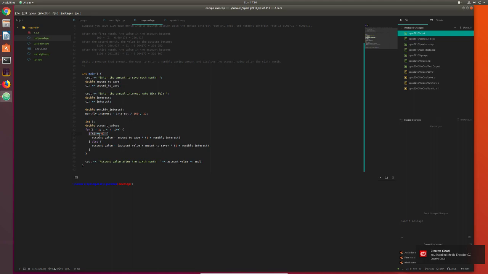But anyways, for the first month, we have the account value is calculated differently than any other month, as you can see here.